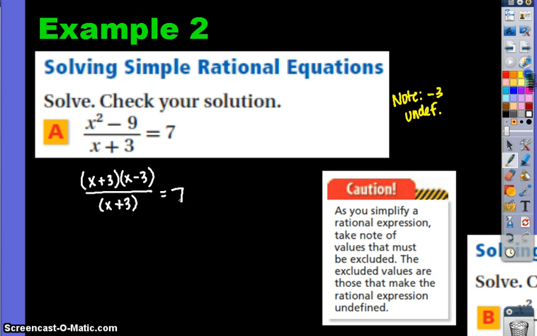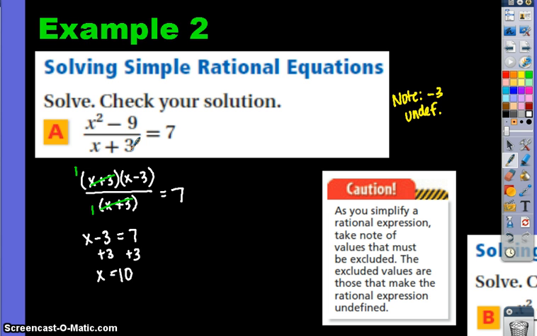We know that x plus 3 over x plus 3 is really just going to be 1, so these will simplify into a 1. So at this point, we're left with x minus 3 equals 7. So we add 3 to both sides, and we get x equals 10. We can then check that, plug it back in. 10 squared is 100, take away 9, that would be 91. 10 plus 3 is 13. 91 divided by 13 is indeed 7.